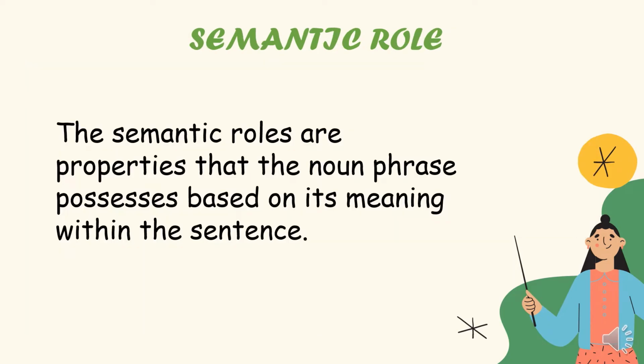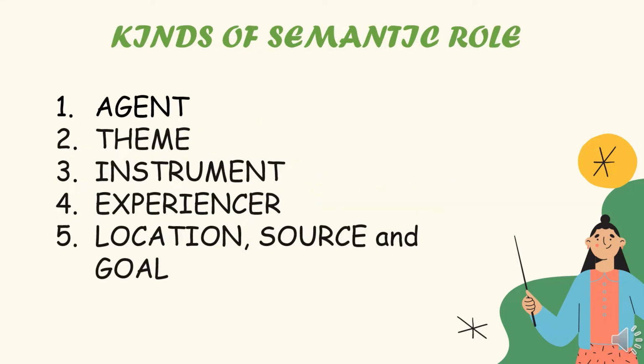Semantic role. The semantic roles are properties that the noun phrase possesses based on its meaning within the sentence. It is the actual role a participant plays in some real or imagined situation, apart from the linguistic encoding of those situations. There are 7 kinds of semantic role. We have agent, theme, instrument, experiencer, location, source, and goal.